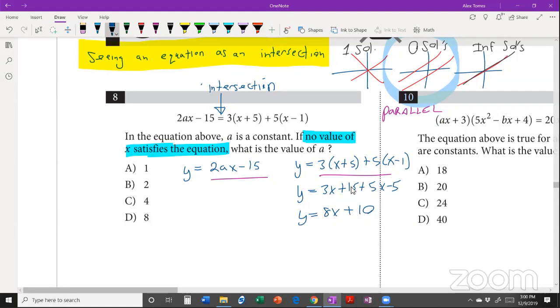So you have y equals 2ax minus 15 as one line, y equals 8x plus 10 as the other. No solutions means that these are two lines that should be parallel to one another. So their slopes should be the same. So this is a y equals mx plus b right here. Another y equals mx plus b right here. And the slopes are equal to one another. So here your slope is 2a, here your slope is 8, and those slopes are equal. So we can say 2a equals 8. Divide both sides by 2, and a equals 4. And the answer to number 8 is C.